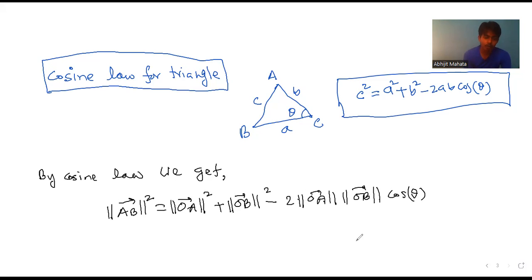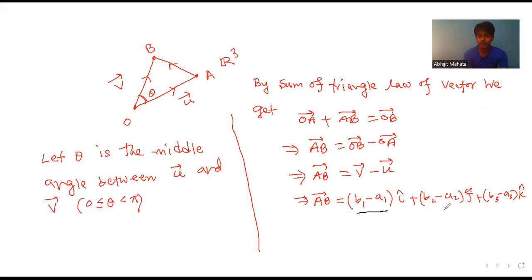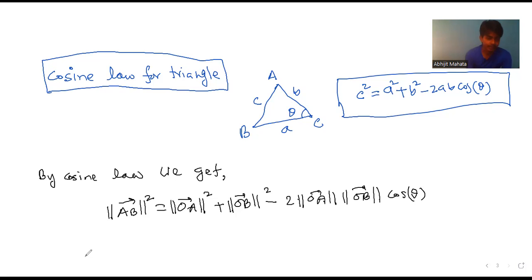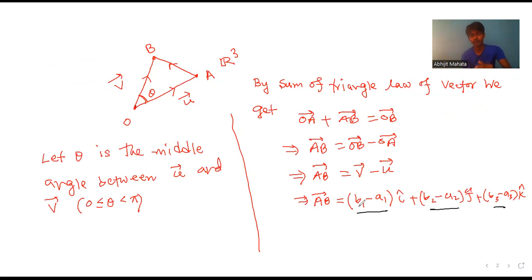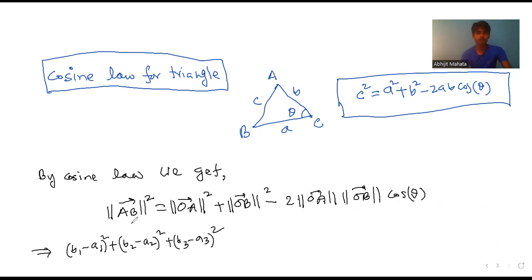So what will be the norm of AB? The AB vector we know has these components. So if we put them in, we'll get B1 minus A1 whole square plus B2 minus A2 whole square plus B3 minus A3 whole square. Because the AB vector has components B1 minus A1, B2 minus A2, B3 minus A3. You know the norm square is nothing but the formula without the square root, just the sum of the squares of the components.